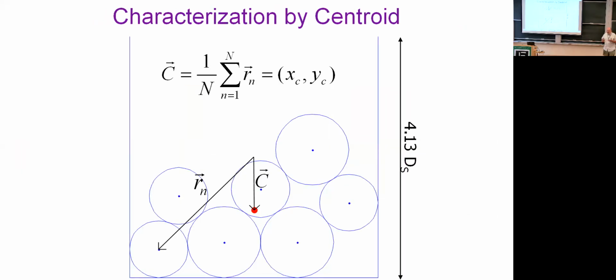To track these systems, it's hard to look at the whole phase space. We'd like to look at the whole phase space, but there are 7 particles here in 2 dimensions, so that's a 14-dimensional space. That's very hard to look at.